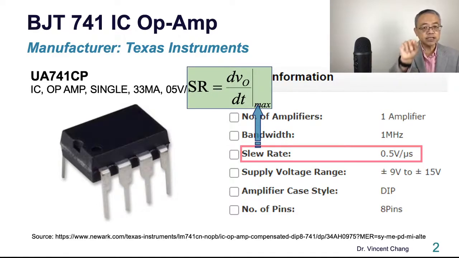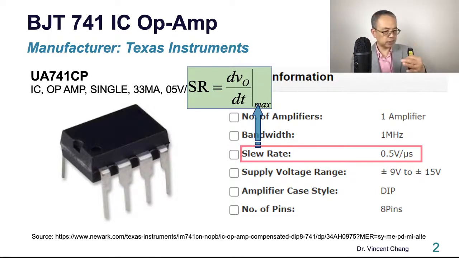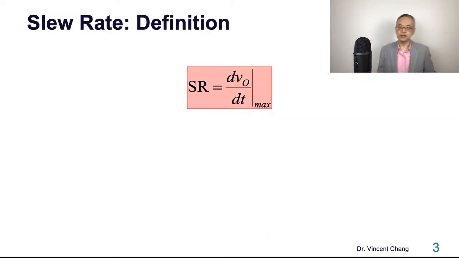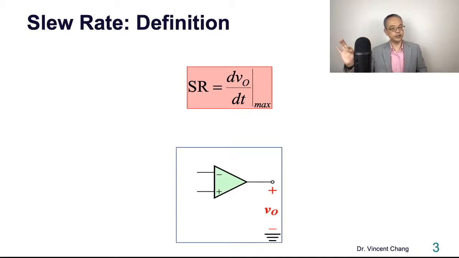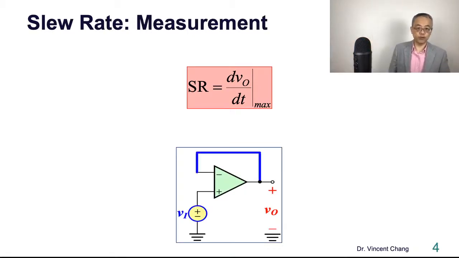The definition is actually referring to this one. SR means the slew rate. It means the maximum value of the output slope, the maximum value of the rate of the output change. The maximum rate of change for the output voltage.